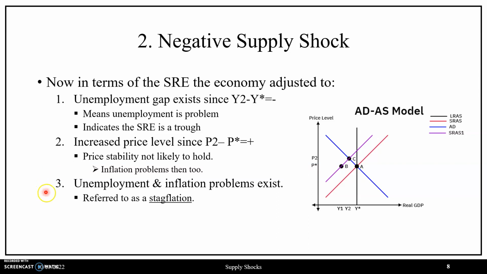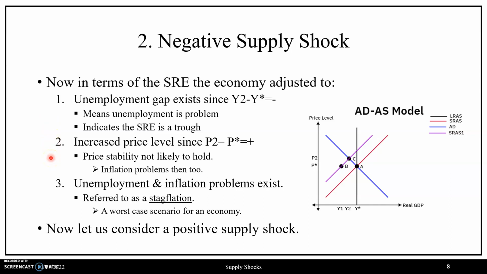And when this occurs, this is referred to as stagflation. This is a worst case scenario for an economy in that they are not individually dealing with either an unemployment problem or an inflation problem, in terms of full employment not holding, but they are dealing with both an unemployment and inflation problem. Now, with this in mind, let us now consider the effects of a positive supply shock as well as what type of movement it generates.